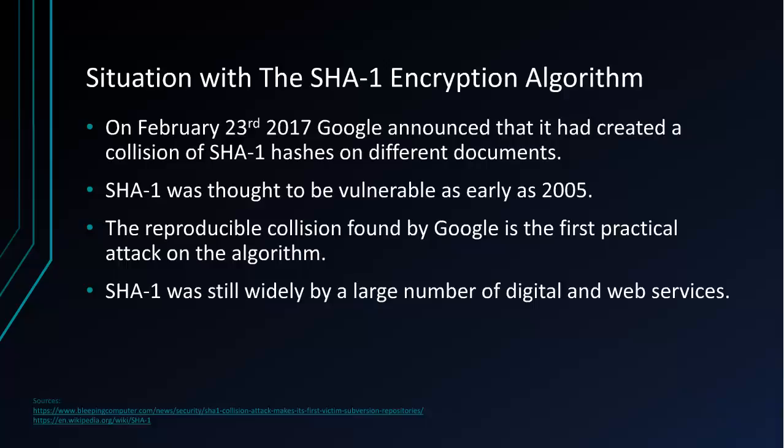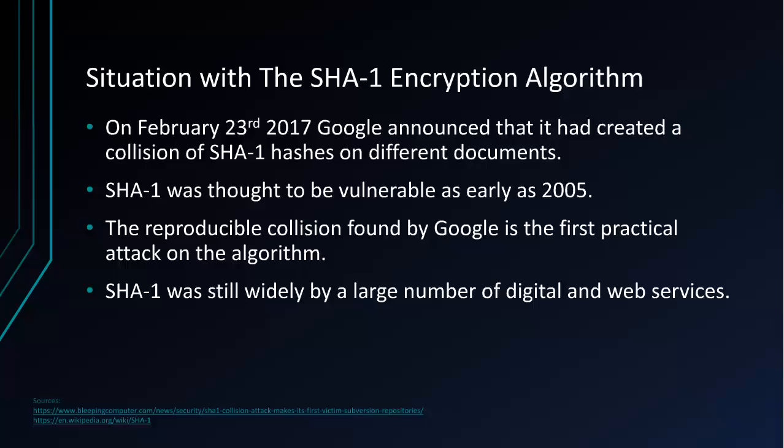SHA-1 was thought to be vulnerable as early as 2005. The reproducible collision by Google is the first practical attack on the algorithm. Before this, other attacks were impractical because they'd take too much time or they were just theoretical.